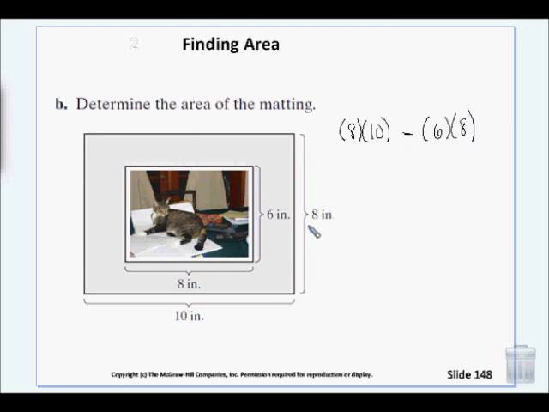Right? So the big one is 8 times 10. So the large one would be 80 for the whole thing. But then we're going to cut this out where the picture is, and that's 48, 6 times 8. And so that is 32 square inches. That's the way to know. Okay.